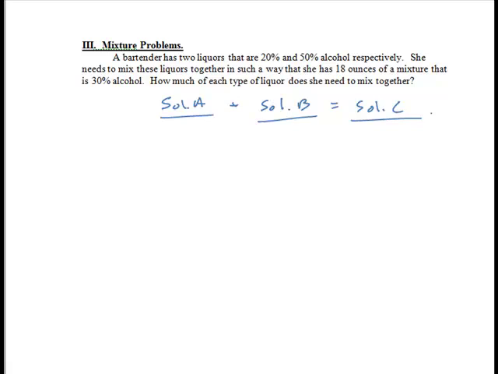So we already see the structure or the backbone of an equation forming here. For each one of these three solutions, we're going to have a percent and an amount. A percent and an amount for each one. So just read the problem. Should be easy to recognize a mixture problem like this, and fill in the information we know.